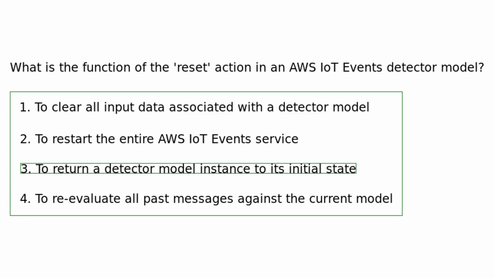The reset action in an AWS IoT Events detector model is used to return a specific detector model instance to its initial state. This can be useful when you want to restart the event detection process for a particular device or system, clearing any accumulated state information.